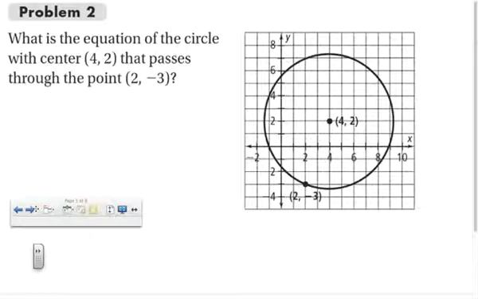All right, in problem 2, I'm asked for the equation of the circle. I'm given the center, but this time I'm not given the radius. I'm given a point on the circle. Where would I go from here? Zoe. Find the length of the radius. Absolutely. Using what? The distance formula. Fantastic.